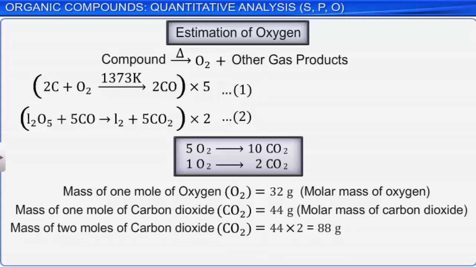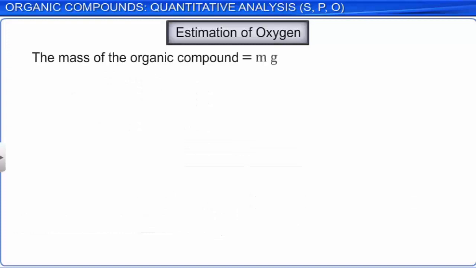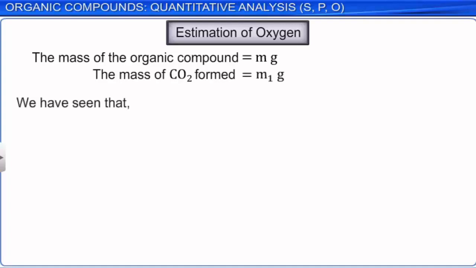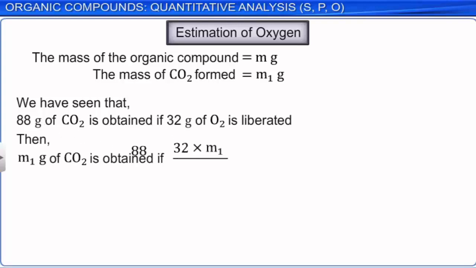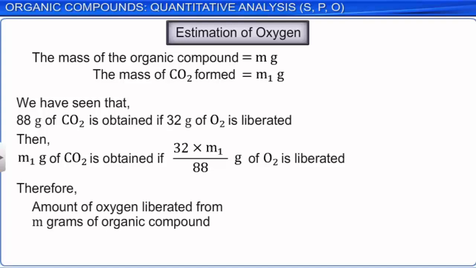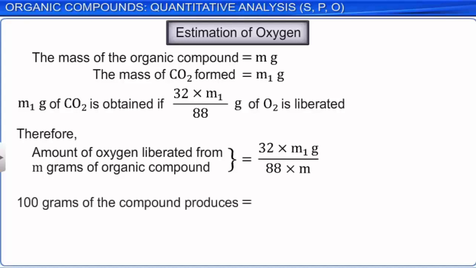Let the mass of the organic compound taken be m grams. Mass of carbon dioxide produced be m1 grams. We have seen that 88 grams of carbon dioxide is obtained if 32 grams of oxygen is liberated, and then m1 grams of carbon dioxide is obtained if 32 into m1 divided by 88 grams of oxygen is liberated. Therefore, the amount of oxygen liberated from m grams of organic compound is equal to 32 into m1 divided by 88 multiplied by m. Hence, 100 grams of the compound produces 32 multiplied by m1 multiplied by 100 divided by the product of 88 and m. This gives the percentage of oxygen present in the compound.